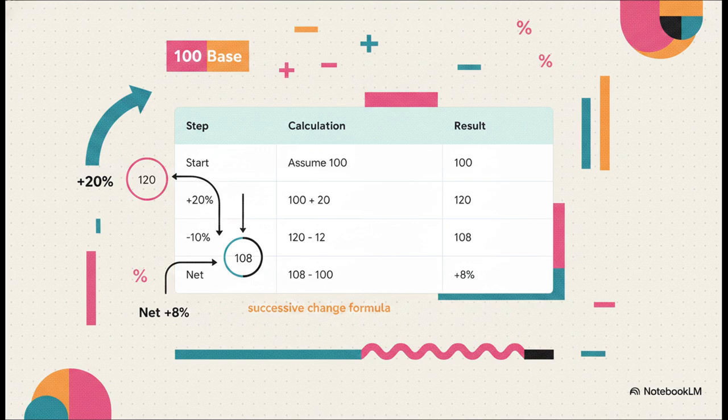Alternatively, you can use the successive change formula. It's super reliable: A plus B plus A times B over 100. Either way you slice it, you bypass the trap completely.